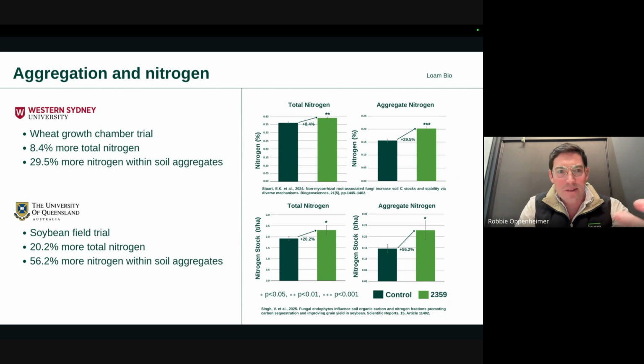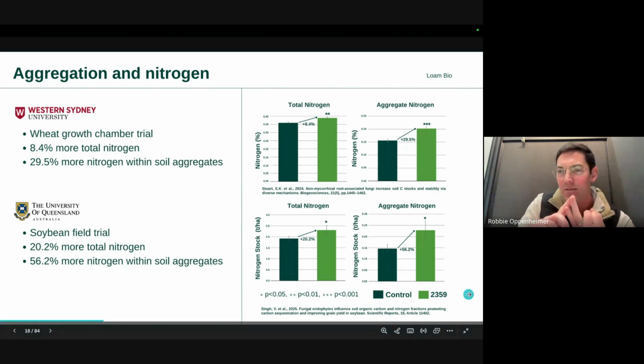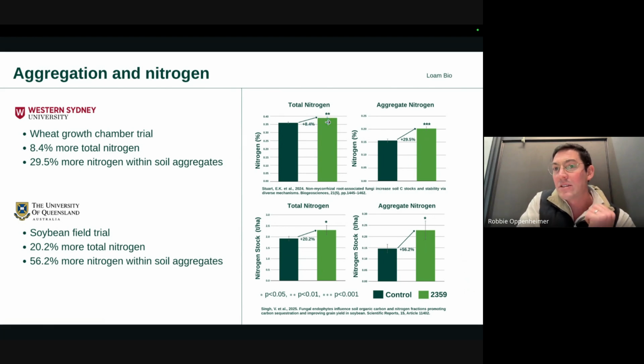That's an important bit to remember looking at this: obviously, wheat can't fix nitrogen. A fungus doesn't fix nitrogen. Where does this apparent nitrogen come from? It's not through an increase in nitrogen, it's through stabilizing nitrogen against loss.